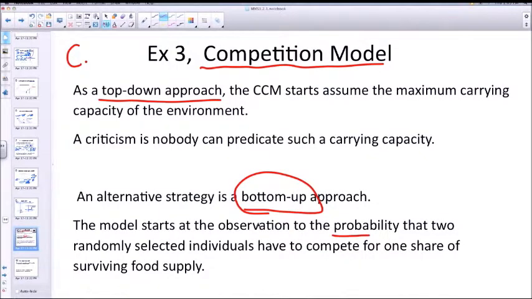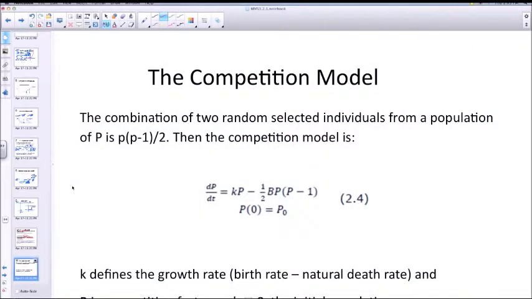So the new model starts to observe the probability of 2 randomly selected individuals, could be human, could be robots, competing for one share of surviving food. That means if the failed individual could not get it, of course, then it dies off. So it's a modification of the Malthusian model.